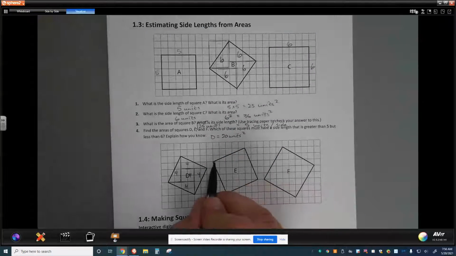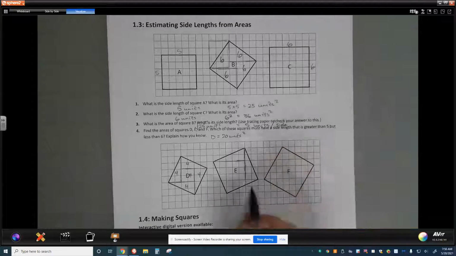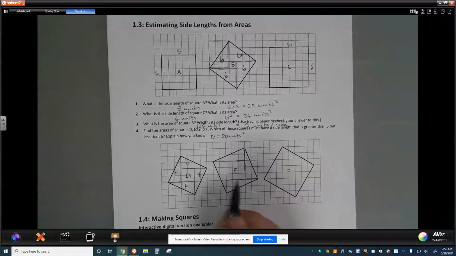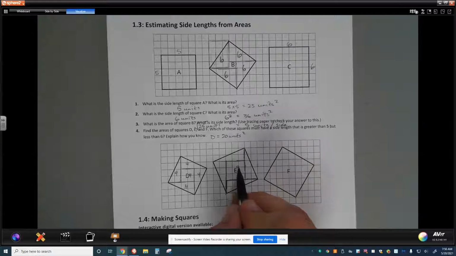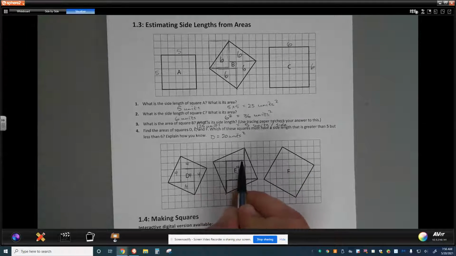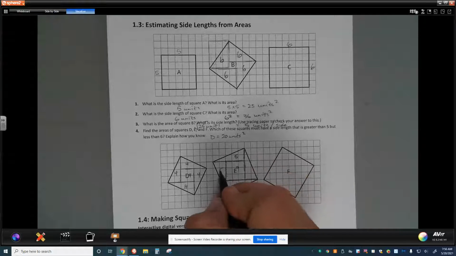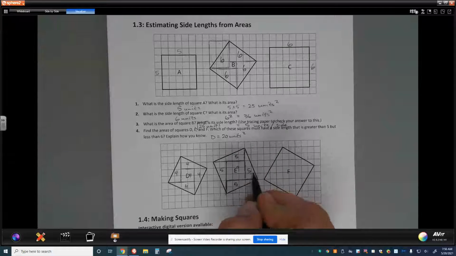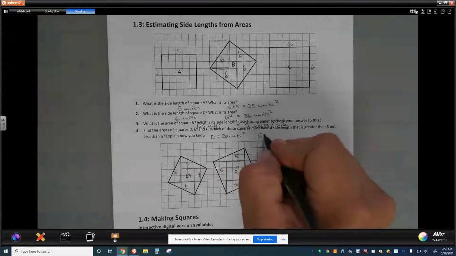You can see E, if we work the same type of thing. We see 9 units on the inside. On this one, we see 1, 2, 3, 4, 5, 6, or 5 by 2, which is 10. Half of that will be 5. So we have 5s all the way around here. 5 times 4 is 20. So E has 29 square units.